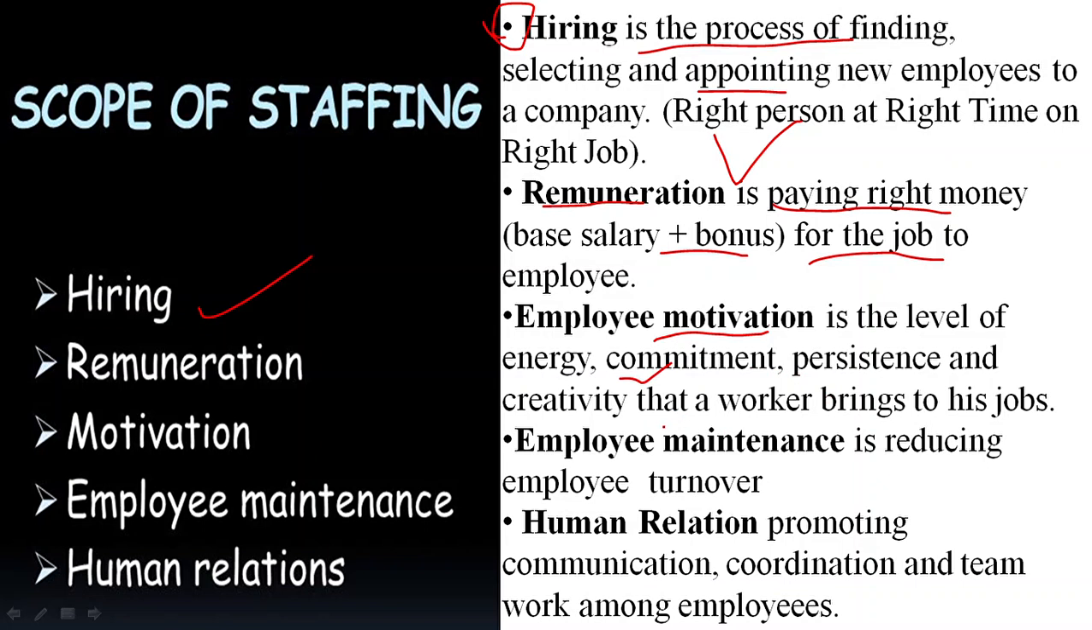For that you need to have the employees motivated all the time, and their maintenance, so they do not shift jobs, there is no absenteeism, there is no turnover. You need to reduce that because it involves cost. So you need to retain them as well, and human relationships should be good in the organization so you can facilitate better coordination among teams and employees, and better communication. So these are all the scope of the staffing function. This is what a staffing manager, a human resource manager, does.